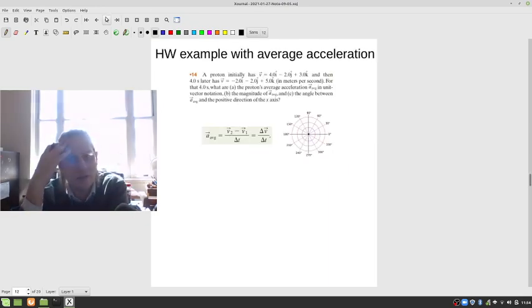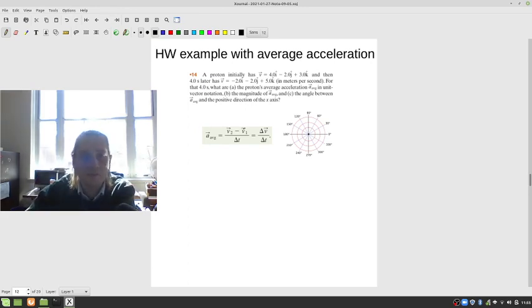Okay, so here's another example on your homework, number 14 on the second page from chapter 4. It gives you a proton that initially has some velocity, and then 4 seconds later it has some different velocity. For that 4 seconds, what is the proton's average acceleration in unit vector notation, the magnitude of that, and the angle between that and the positive x direction?